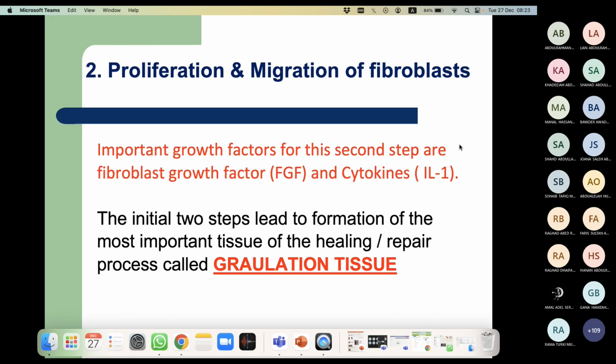Interleukin-1, okay? So the first interleukin-1 is one of the cytokines involved in the growth of fibroblasts. They help in the proliferation and migration of fibroblasts. They are normally present under the skin and all over the body. They are also sleeping, but when there's a requirement, they become blast cells. Then they start doing their work. So these first two steps are for the formation of granulation tissue.